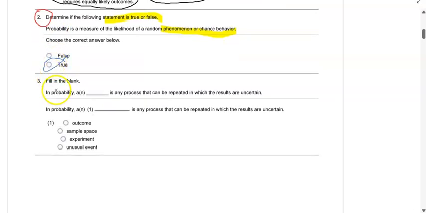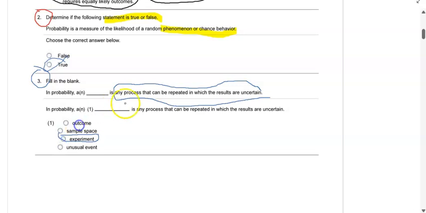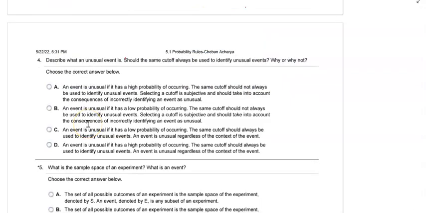Question number 3. Fill in the blank. In probability, an experiment is any process that can be repeated in which the results are uncertain, and that process is called an experiment. The experiment is a process that can be repeated in which the results are uncertain.